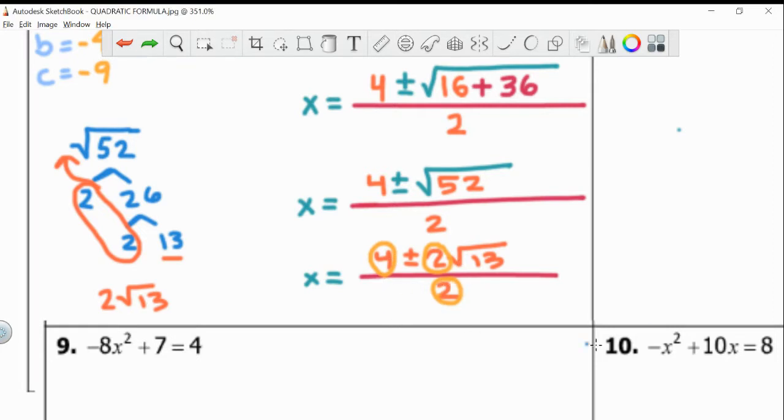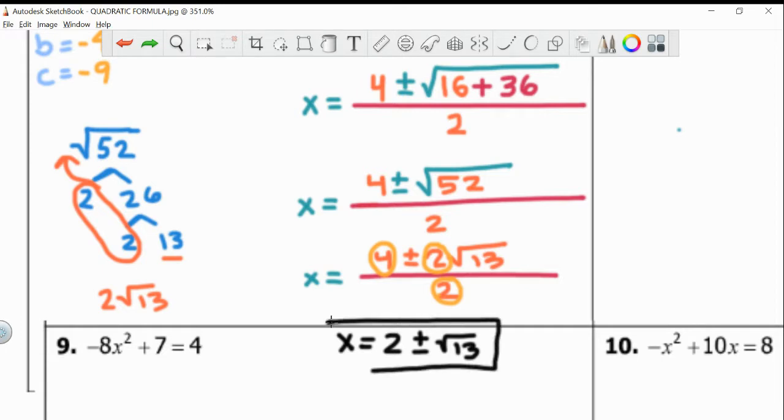And so our final answer would be, and I'm just out of room, let's just do it right here. X equals, this would be divided by 2, and it would be 2 plus or minus. This would be divided by 2, and it would be a 1. So I'm just going to write square root 13. And all of that is divided by just a 1. So I'm not even going to write the divided by, because 2 divided by 2 is 1, okay?